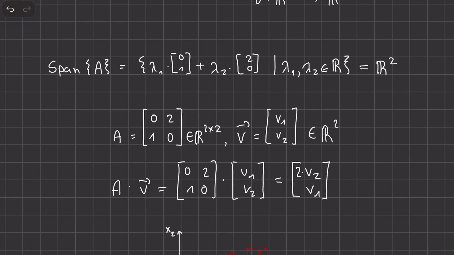And if, for example, we turn this 2 into a 0, then this vector just becomes the 0 vector, so it doesn't contribute to this linear combination.